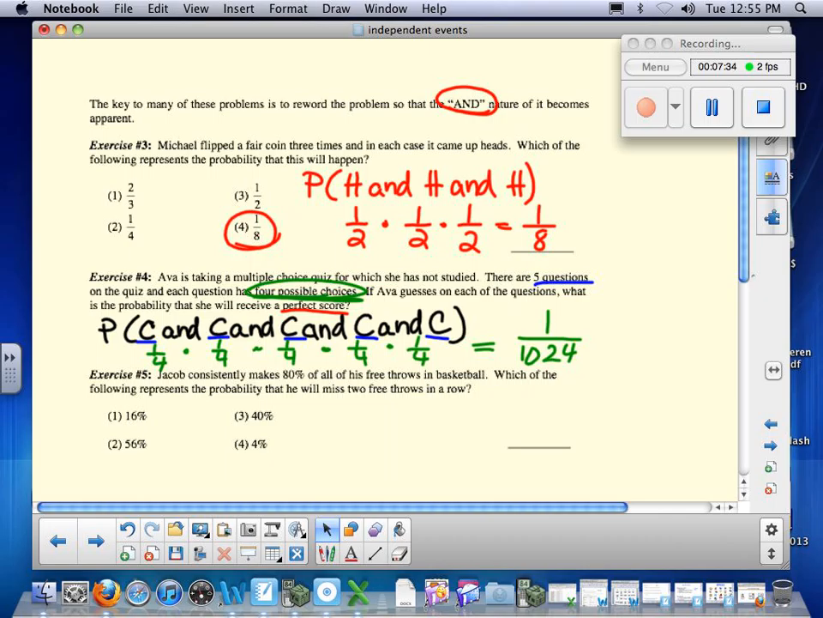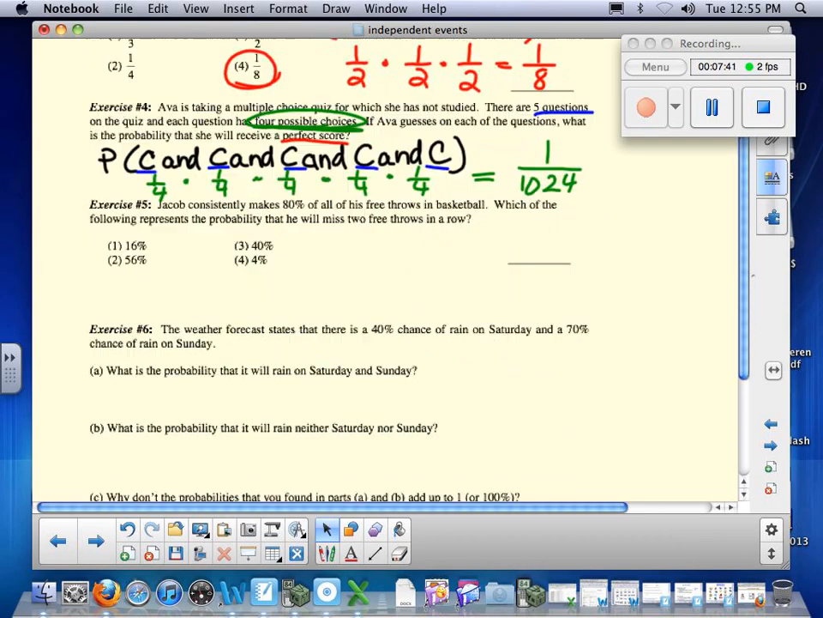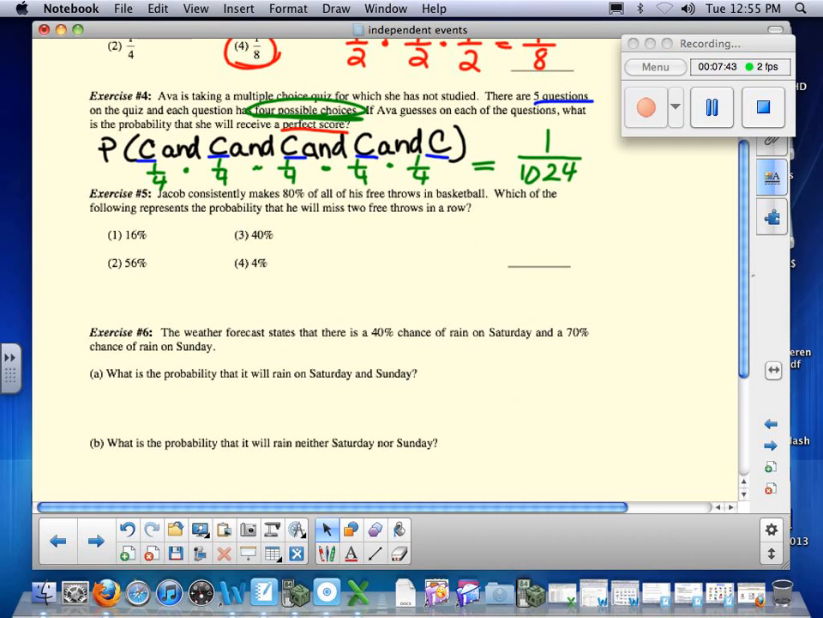If she just guesses. I'm not copying off her paper. Yeah, good. Yep. That's when you just choose C for every answer.